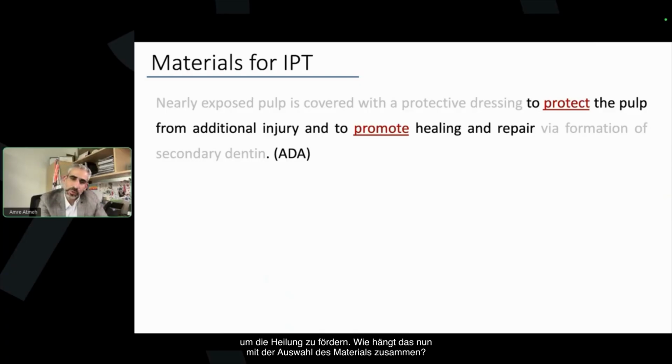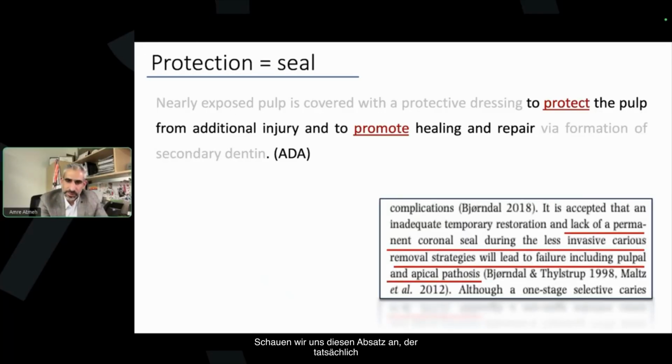This has to be something we are introducing to the cavity or to our treatment to promote healing. So how does this relate to the material selection? Let's look at this paragraph that was mentioned in the ESE guidelines in 2019. They stated that the lack of permanent coronal seal during the less invasive caries removal strategies will lead to failure, including pulpal and apical pathosis.